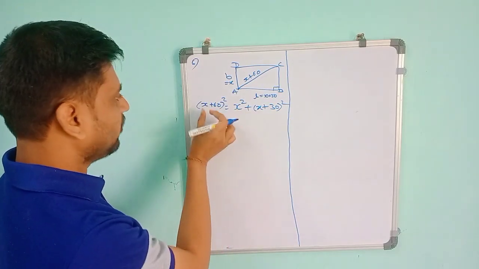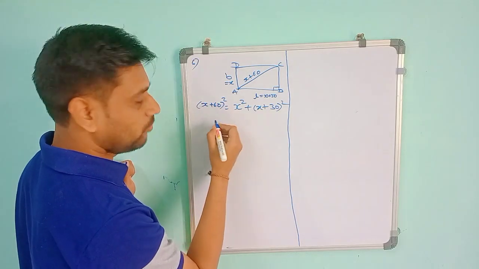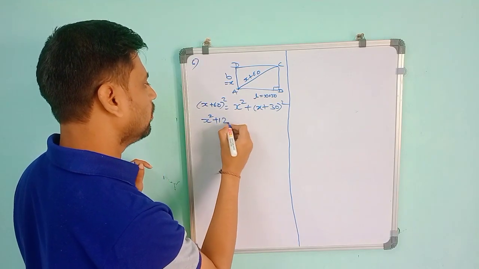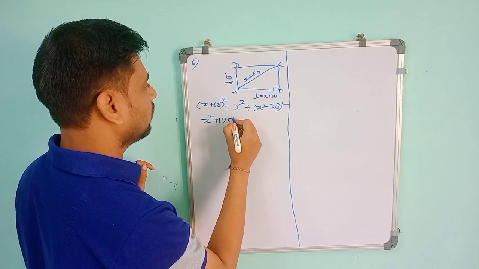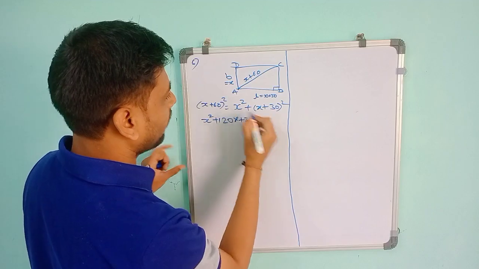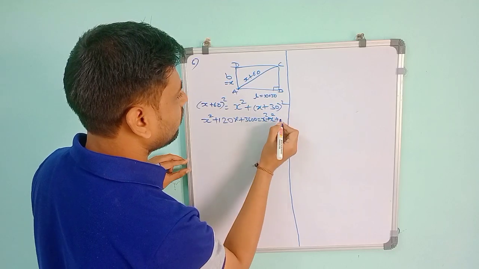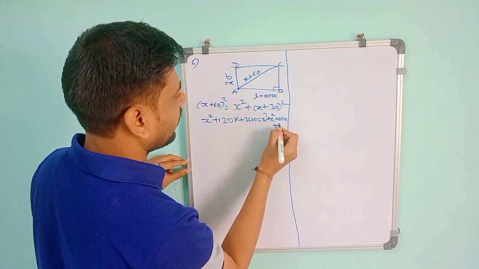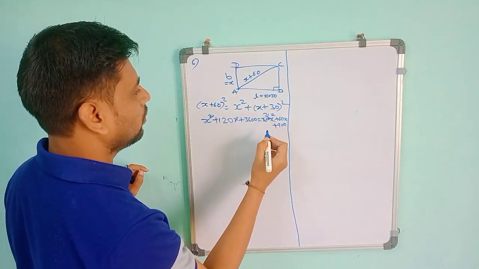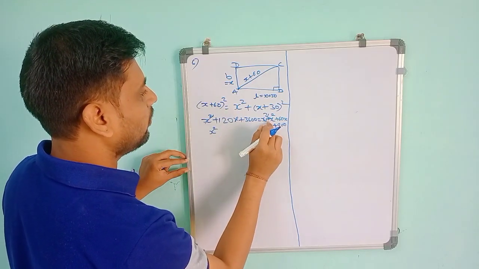So using the formula for a plus b whole square, x plus 60 whole square is x square plus 2 into x into 60, which is 120x, plus 60 square, which is 3600. The right side will become x square plus 2 into 30, which is 60x, plus 900. So here this x square will get cancelled. Remaining is x square, keeping it in the positive sign.